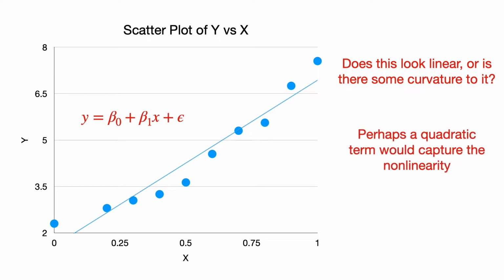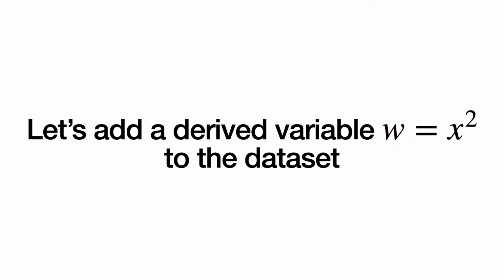And so perhaps a quadratic term would capture the nonlinearity better. And so instead of having x in the deterministic part of the model, we could have x squared. And the curve we have here is a model of this form. And I think you would agree that that does appear to fit the data much better. So with this in mind, let's add a derived variable to the data set, and let's call it w, and it'll be equal to x squared.